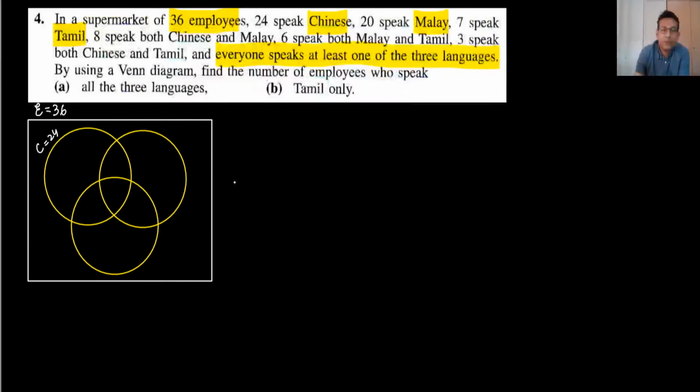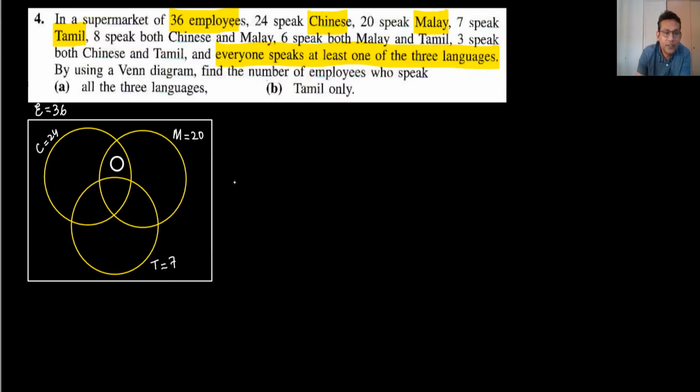Chinese 24, Malay we have about 20 employees, and Tamil are 7 employees. Okay, be careful. This is the part only Chinese. This is the part only Malay, and this is the part only Tamil. And when we're talking about this part, it means we are talking about Malay and Chinese together, and this is called the intersection.